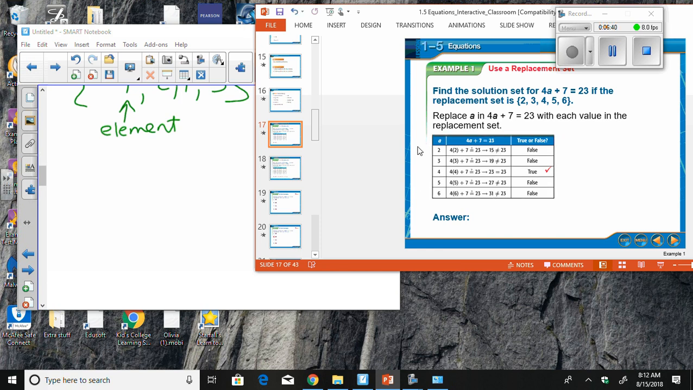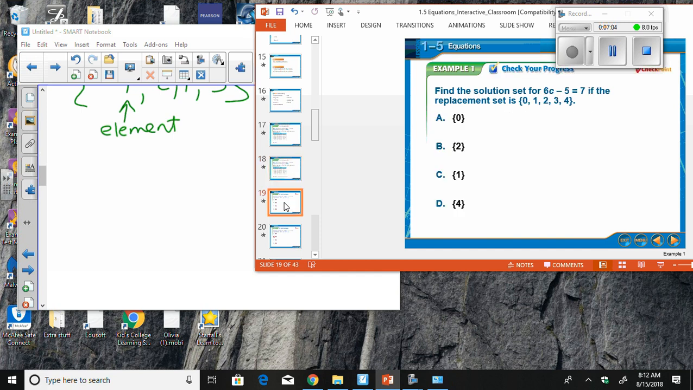4 times 3 plus 7 is 19. That does not equal 23. 4 times 4 plus 7 is 23. That works. 4 times 5 plus 7 is 27. That is false. 4 times 6 plus 7 is 31. So that is also false. So our answer is a set of 4. Sometimes we'll have more than one number in our set.